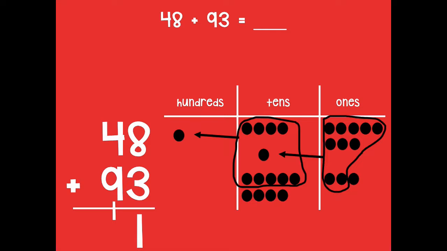Now I need to model what I just did in my place value chart on vertical form. So I know that there are 4 tens left over and 100. Now I can put that 1 in the hundreds place in the answer because there's no numbers that I'm adding in the hundreds place in the original problem. So it can go right down in the answer. So 48 plus 93 equals 141. All right, so hopefully you guys got that one too. Let's take a look at another one.